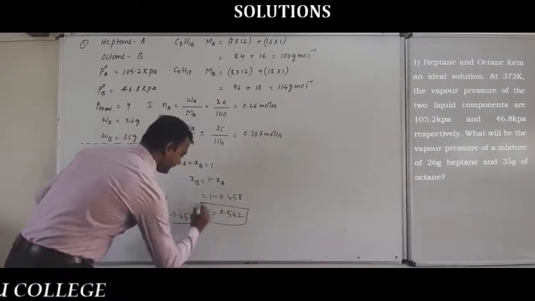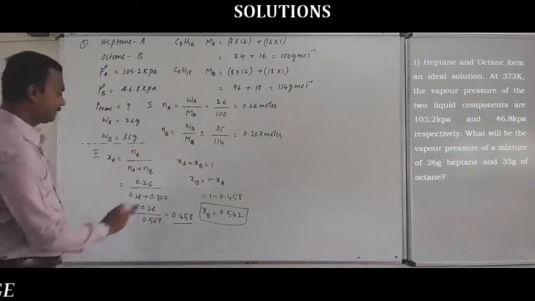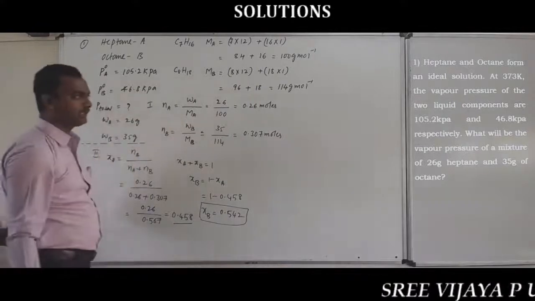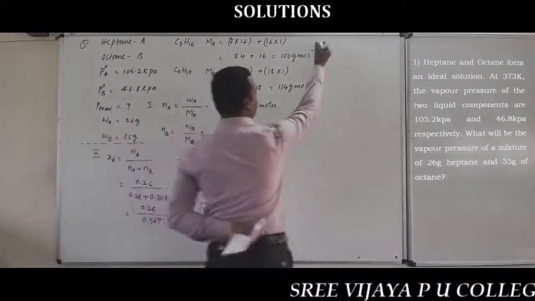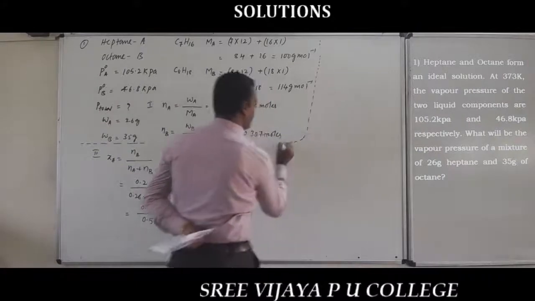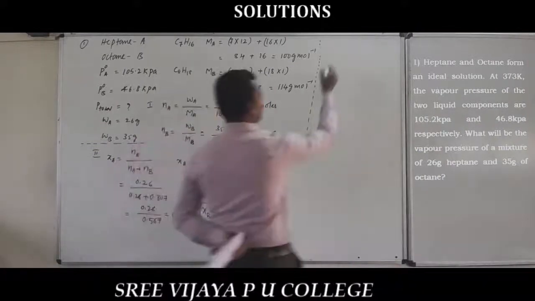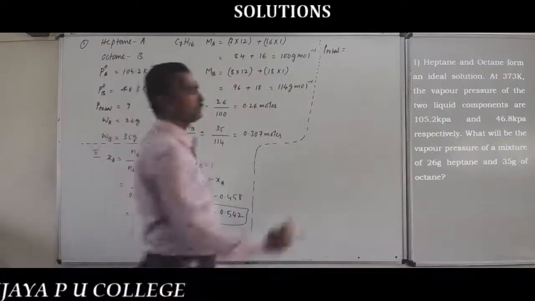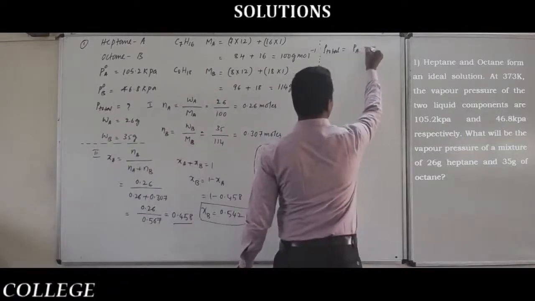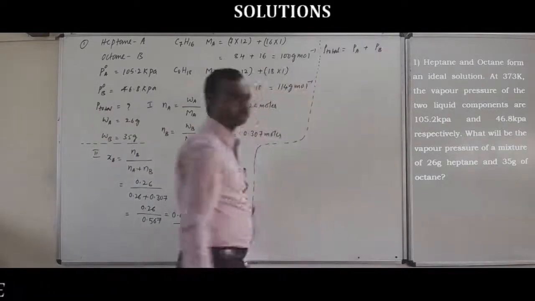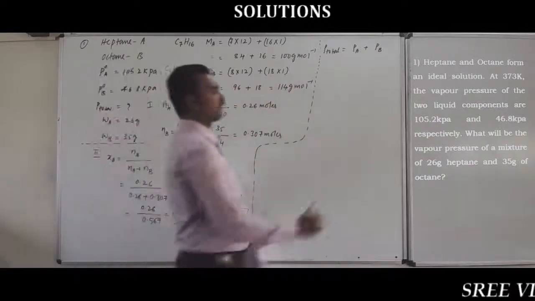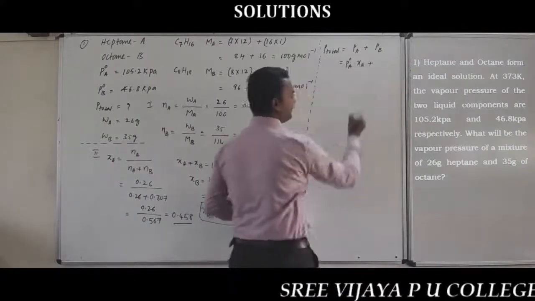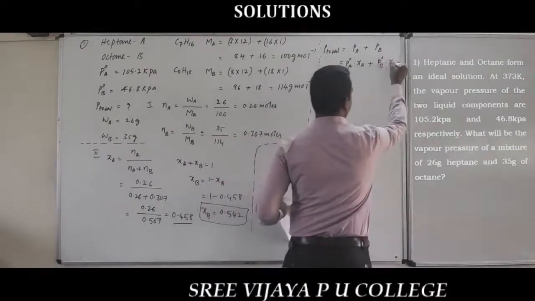0.542. That is XB. So now XA is known, XB is known. So the number of moles are all known. Next, P naught A is known, P naught B is known. Now according to Raoult's law, what is the equation to calculate the total pressure, that is P total? The total vapor pressure of the mixture is equal to partial pressure of component A plus partial pressure of component B. So partial pressure of component A, according to Raoult's law, is equal to P naught A into XA, plus PB is equal to P naught B into XB.